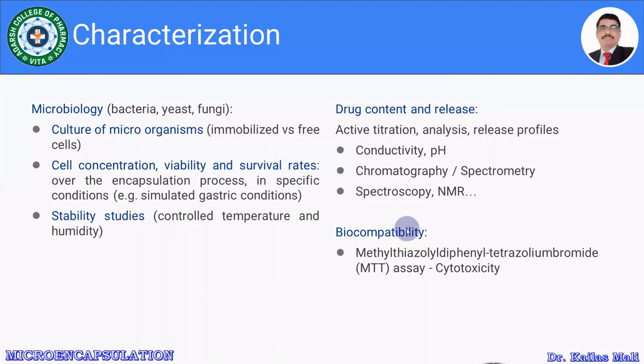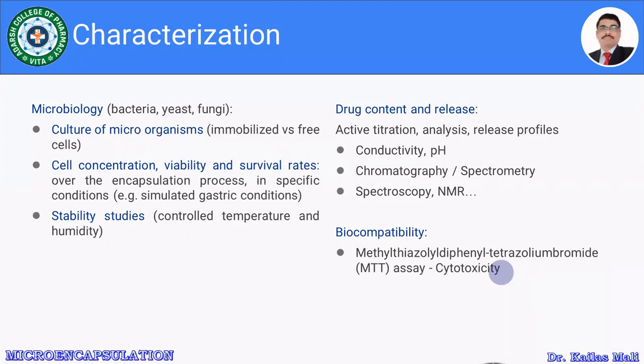And the last point is biocompatibility. As here we are using polymers, there is a need to check the biocompatibility of the developed product, and it can be done by using the MTT assay. That is, we are going to measure the cytotoxicity of the product. So this is about the characterization of the prepared microencapsulated product.